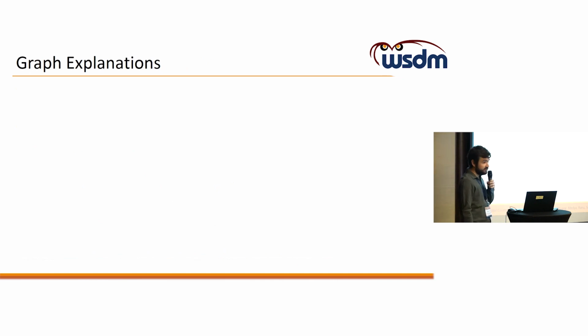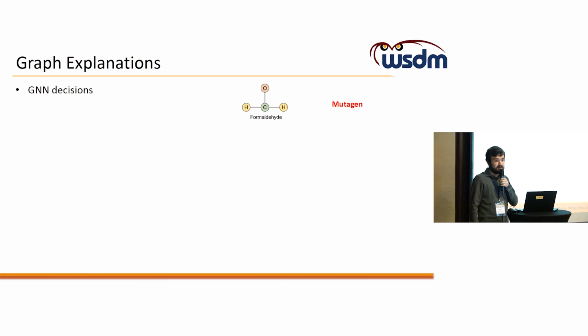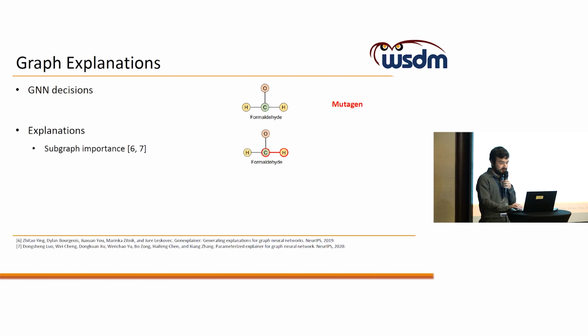As in graph explanations, the idea is similar. So here we have a graph neural network that decides a formaldehyde molecule is a mutagenic molecule. In our context, it's an undesired molecule. Now we need to understand the reason similarly. One way is similar to feature importance: we can check which subgraph is relevant to the prediction. And here, for example, the carbon-hydrogen bond is the reason.